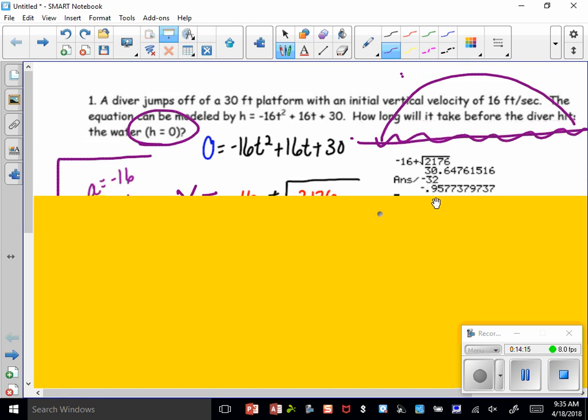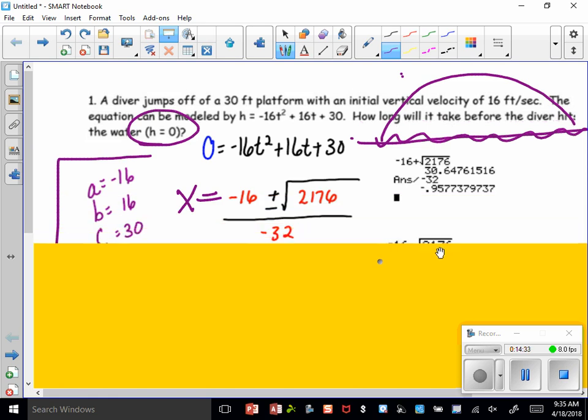Okay, because we're just going to go out two places, right? So now, keep in mind, can time be negative? No, so that's not going to be our answer, okay? Because we can't have negative time. So let's try the other one.